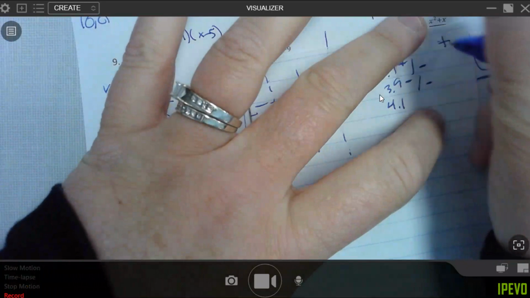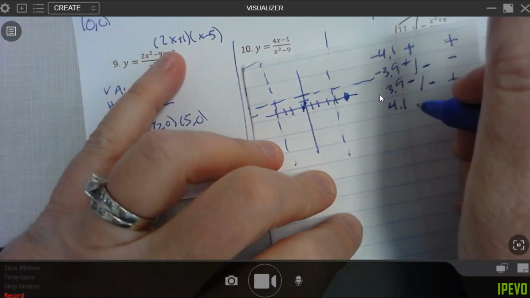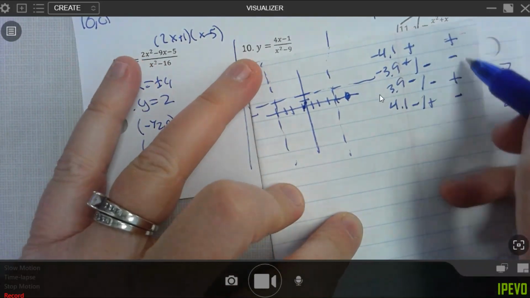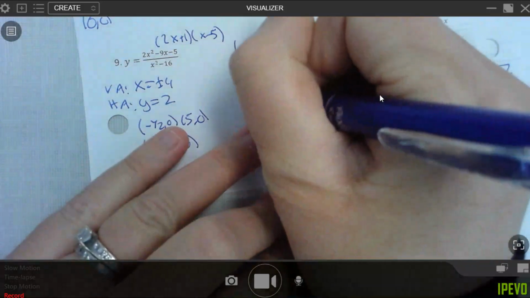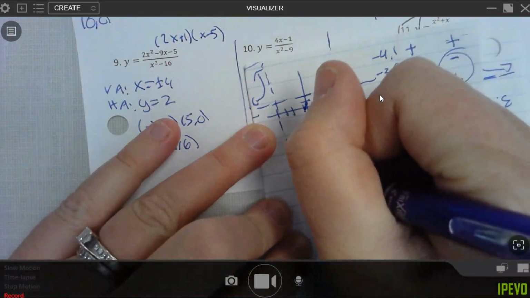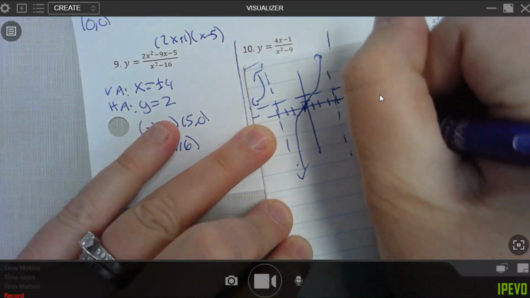So we get a plus here, a minus here, a plus here. Plug in 4.1, it goes plus, minus, and then plus. So we need to do plus, minus, plus, minus. So the plus is up here, minus to plus. Remember, these always group together. So minus to plus, and then a minus down here.